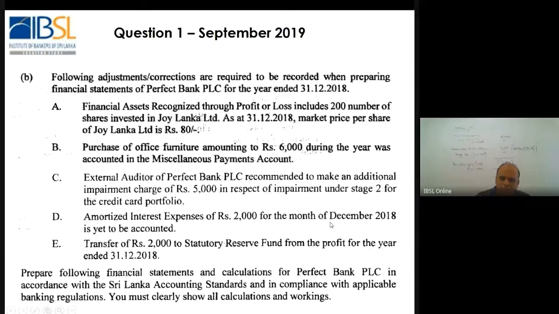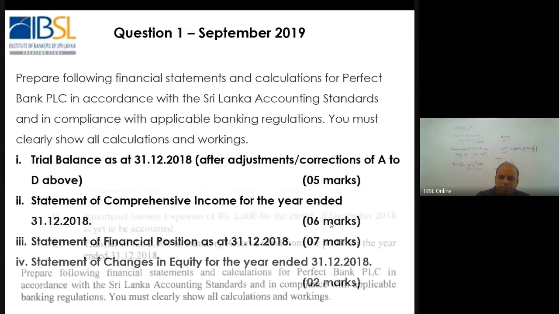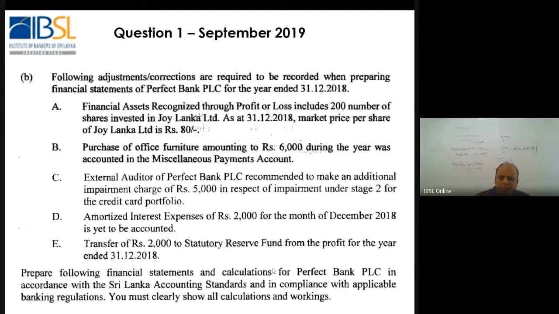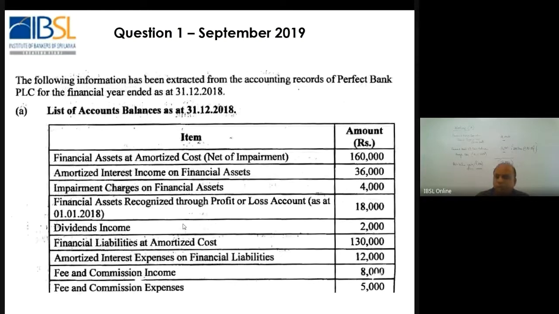This is where they want you to do the adjusted trial balance. If you look at the question, they ask you to prepare an adjusted trial balance. So how do you prepare it? You have to adjust the impact of all these items into this particular trial balance, and redo the trial balance. There will be a debit coming in as fair value loss from financial assets recognized through profit or loss, and this 18,000 will become 16,000.